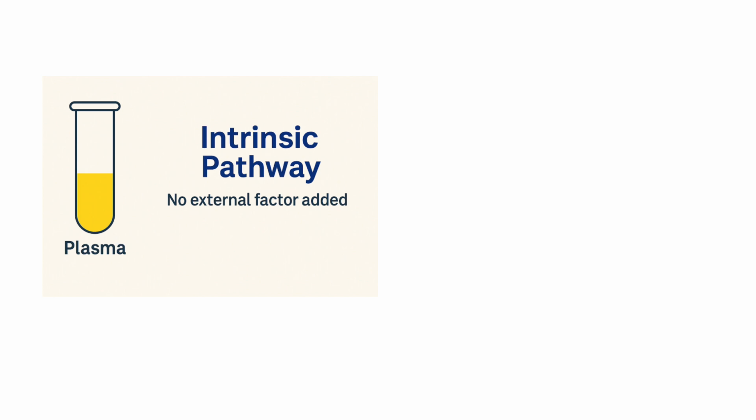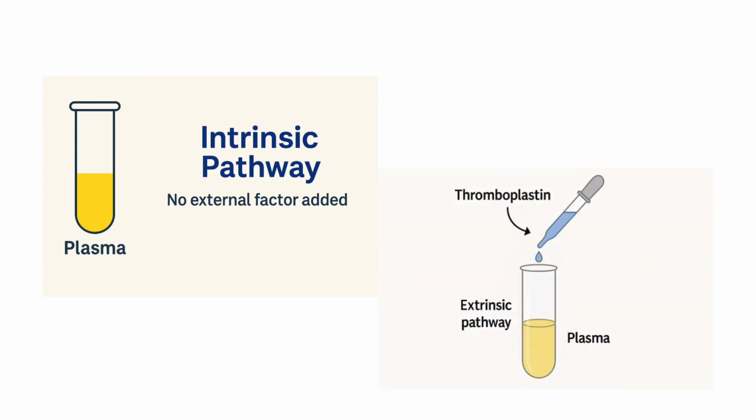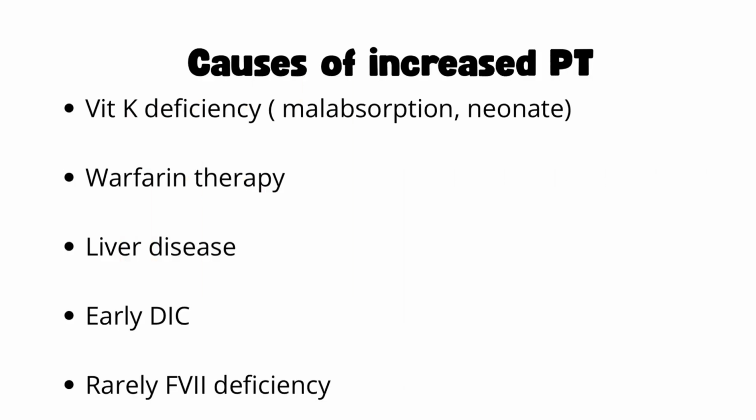Hence, this became the intrinsic pathway as no external factor was needed for the APTT reaction. In contrast, adding tissue factor externally was required for the other pathway, the PT reaction, hence named the extrinsic pathway. So please remember, these names are based on in vitro lab observation and still help us to understand the clotting pathway. Now look at the common causes of abnormal PT and APTT. This is a very important topic for your exam.